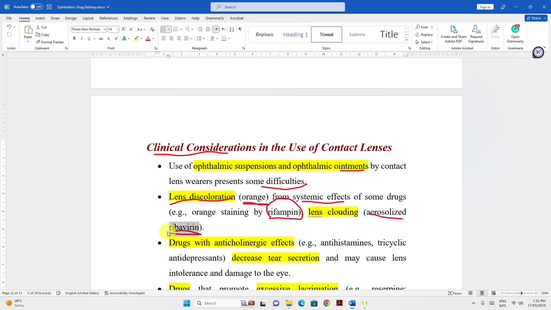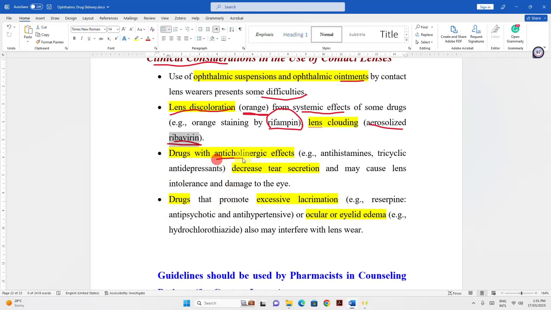Okay, or from aerosolized ribavirin. Ribavirin is antiviral. From aerosolized ribavirin, while wearing contact lenses, might cause lens clouding. Okay, so when you look through the lens in the eyes, you feel that there are clouds.